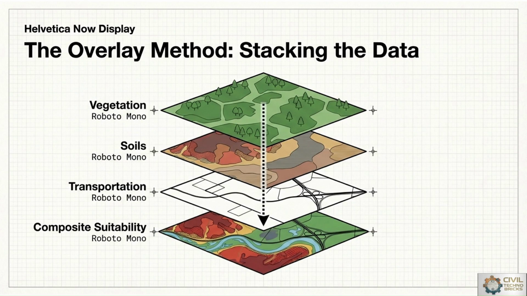The overlay method is one of the methods for stacking the data, comparing the data, or extracting the data by using layer techniques, where a GIS model uses layers for analysis purposes. So GIS allows engineers to stack different thematic layers. Those thematic layers may be of vegetation, soils, transportation, composite suitability, etc. This is nothing but a digital sandwich.